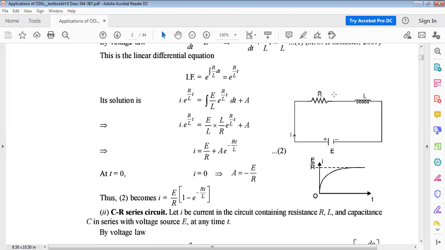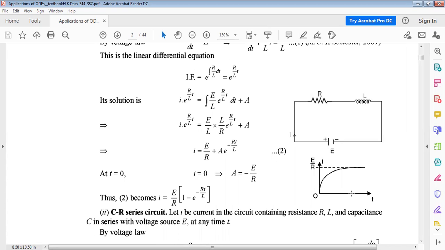And this is our circuit. So at time t equals 0, no electricity will be passed, so I equals 0. Putting t equals 0 and I equals 0 in equation 2, we get 0 equals E by R plus a into e to the power 0, and e to the power 0 means 1. So a equals minus E by R.